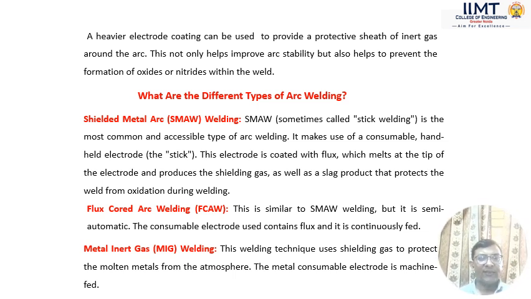Now we will discuss flux cored arc welding. This one is similar to SMAW welding, but it is semi-automatic. The consumable electrode used contains flux and it is continuously fed in flux cored arc welding. Now come to metal inert gas welding. This welding technique uses shielding gas to protect the molten metal from the atmosphere. The consumable metal electrode is machine fed. So there are three types of arc welding we have discussed in this particular slide. One is shielded metal arc welding, another is flux cored arc welding, and another is metal inert gas welding.